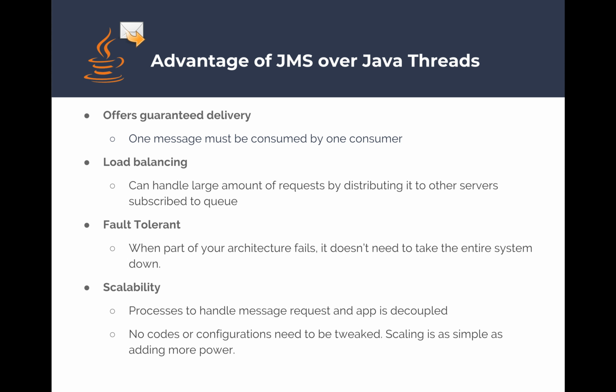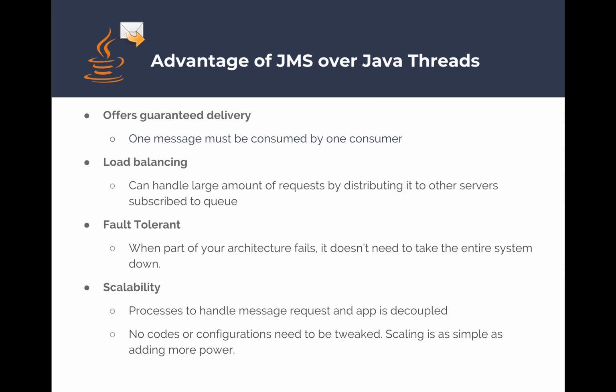Second of all, it provides load balancing. It can handle a large amount of requests by distributing them to other servers which are subscribed to the queue as well. So in cases where one server that subscribed to the queue is down, it gets redirected to the other server. So this helps in load balancing in a case where the application needs to handle a large amount of requests. Third, fault tolerance.